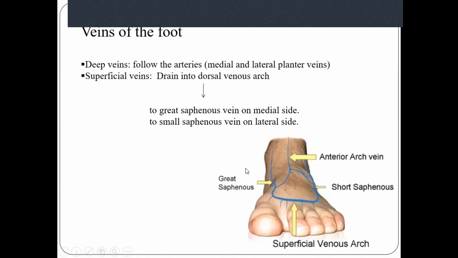And the other thing you have to remember is the great saphenous vein ascends upwards anterior to the medial malleolus, and the small saphenous vein ascends upwards posterior to the lateral malleolus. Okay.